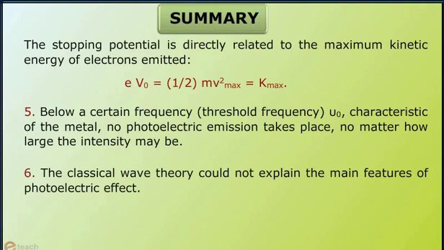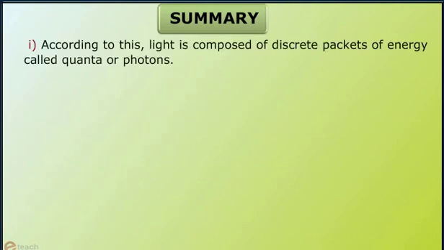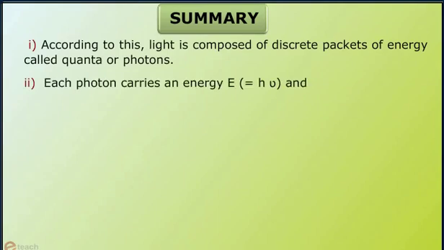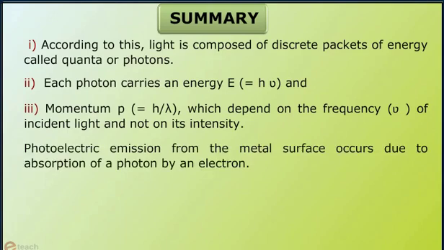Fifth, the classical wave theory could not explain the main features of the photoelectric effect. Einstein explained these features on the basis of the photon picture of light. According to this, light is composed of discrete packets of energy called quanta or photons. Each photon carries an energy E = hν and momentum p = h/λ, which depends on the frequency ν of incident light, not on its intensity. Photoelectric emission from the metal surface occurs due to absorption of photons by the electrons.